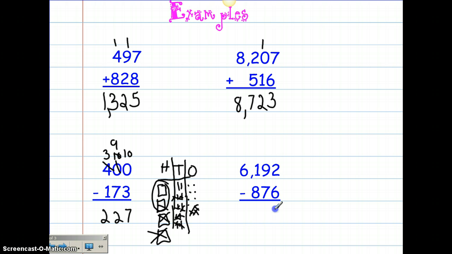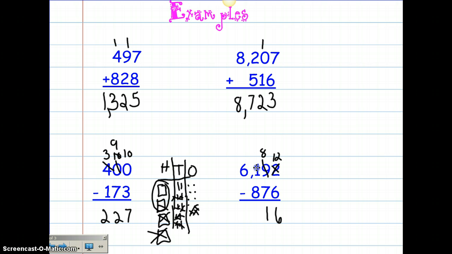Okay, let's move over here to this problem. I have 2 ones, but I need to take away 6 ones. I can't do that, so I have to regroup. Turn this into an 8. And again, I am moving 10 ones over here. So that means now I have 12 ones instead of 2. 12 minus 6 is 6. I can do 8 minus 7, which is 1.